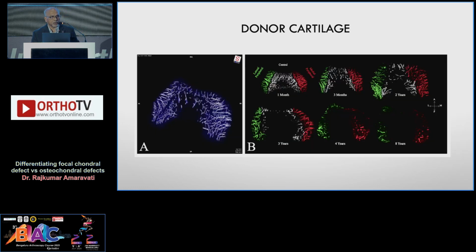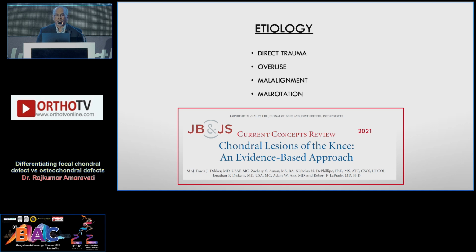This is a cross section of cartilage seen from at least 1 month of age to around 8 years. You can see that gradually the vascularity of this cartilage wanes off, and then we are trying to replace a cartilage tissue which is really avascular. Is it possible? Or what are the means of doing that? We will see it in the next couple of slides. The causes for these problems are direct trauma, overuse, or sometimes malalignment and malrotation, which can predispose a particular knee, in a young or an older individual, to these kinds of injuries.